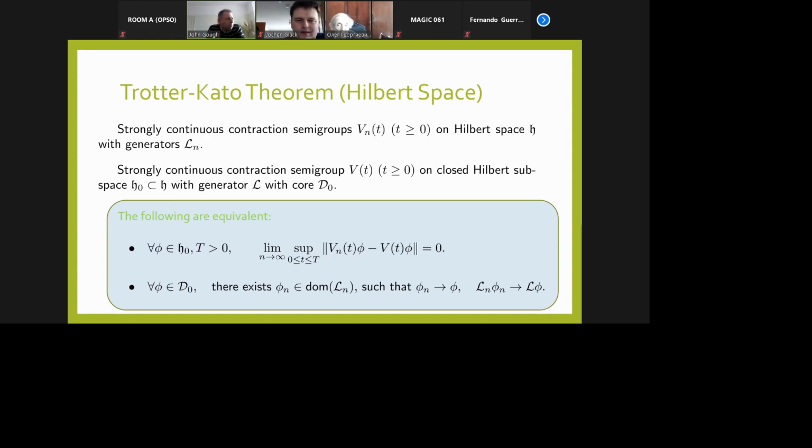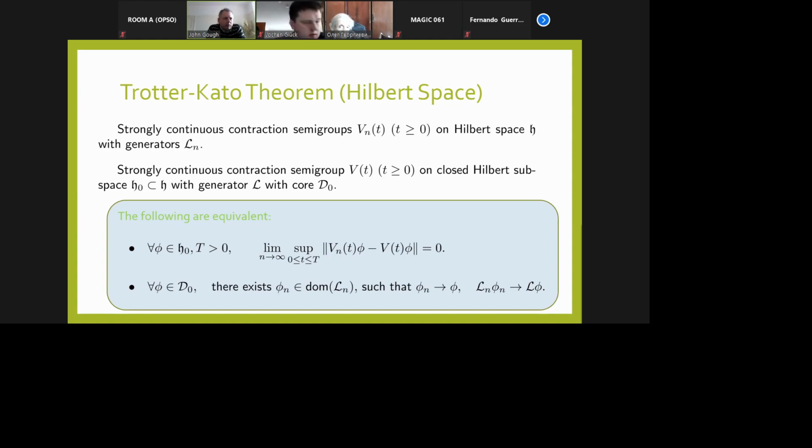So we'll first of all give a Hilbert space formulation of this. The idea is you have a strongly continuous contraction semigroup, Vn of t, on some fixed Hilbert space H with generator Ln. And the idea is that we have a sequence of these, say, labeled by integer n. We then have something which we would hope is going to be the limit object. So this is going to be another strongly continuous contraction semigroup.